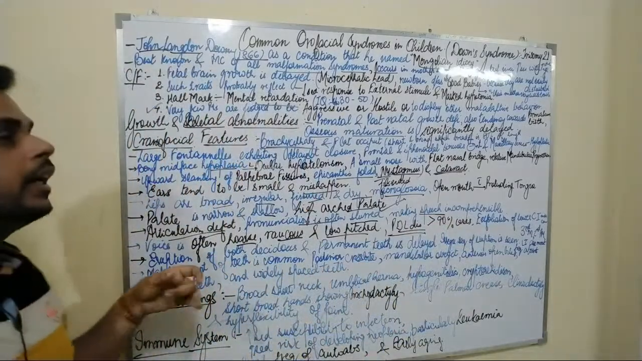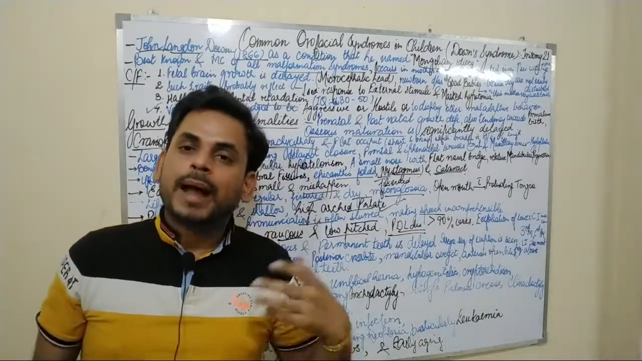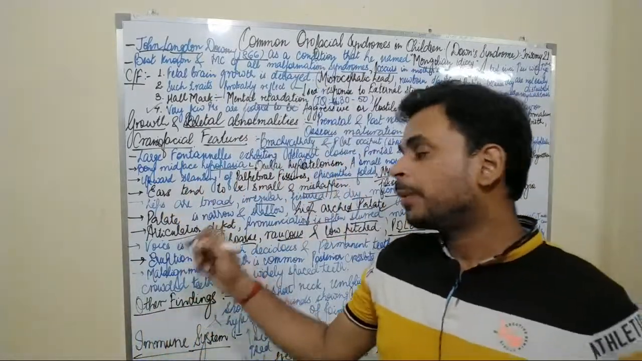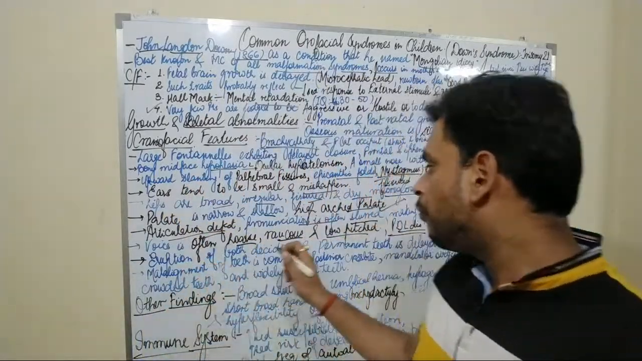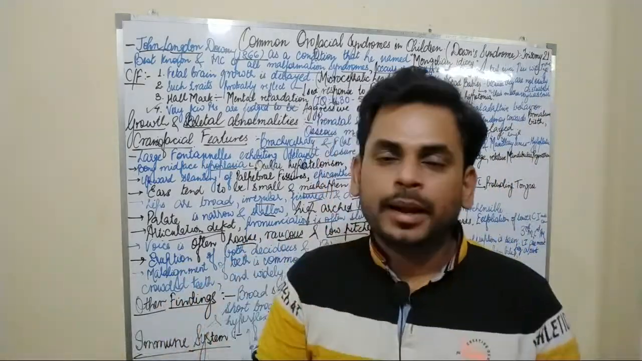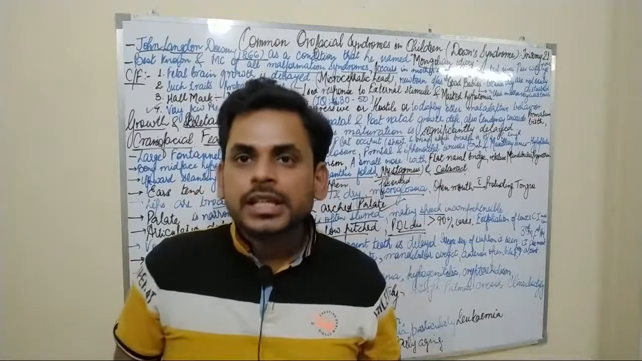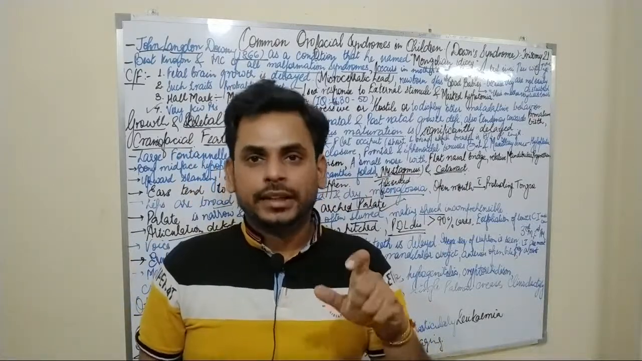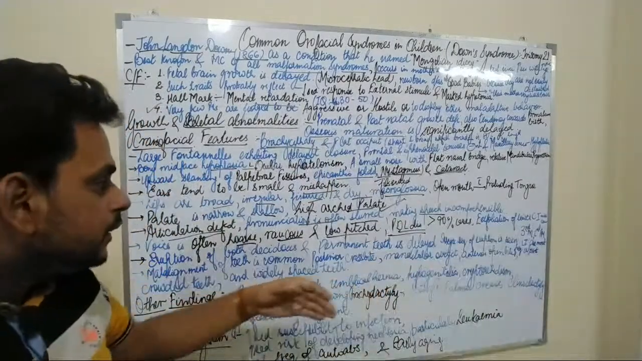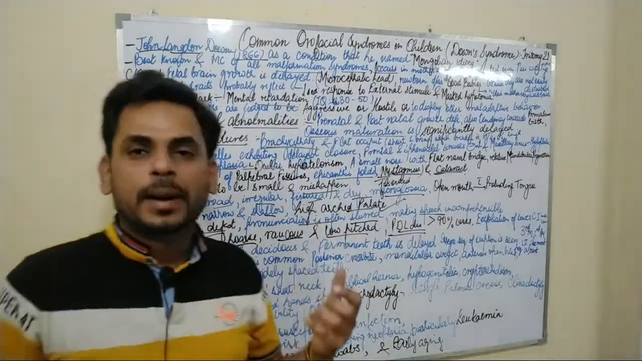Now moving on to the sequence and pattern of eruption of the permanent and deciduous teeth. There is a delay in eruption of both deciduous and permanent teeth, either the primary milk teeth or the permanent teeth. Their eruption is delayed, and an irregular sequence of eruption is seen.